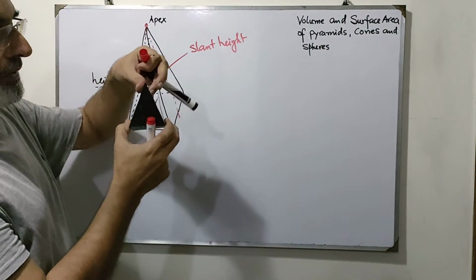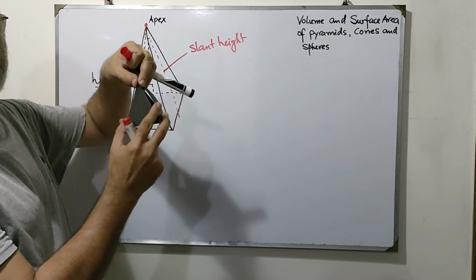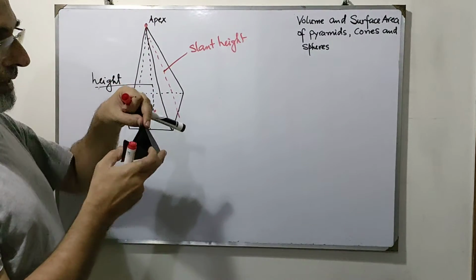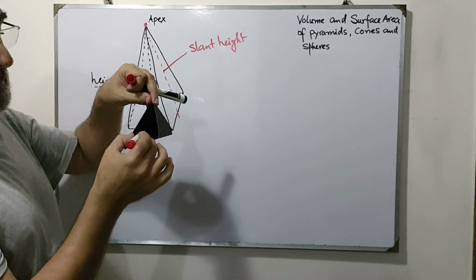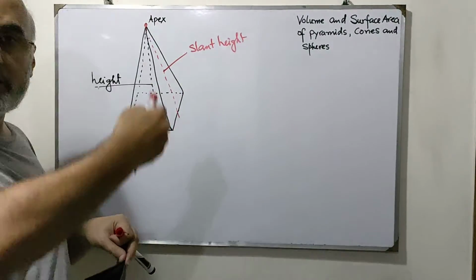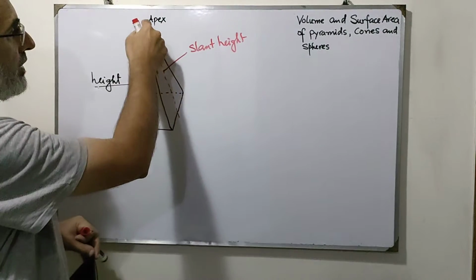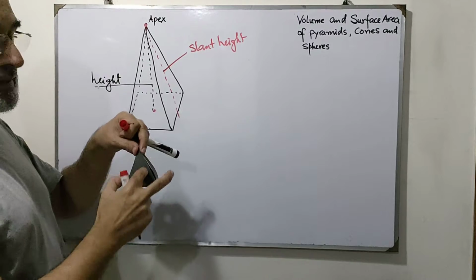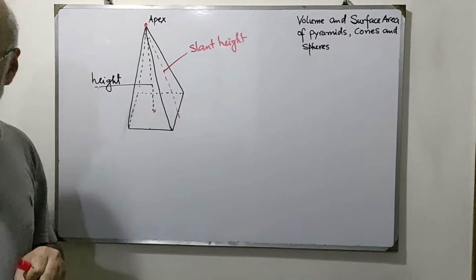This tip of the pyramid is known as apex. The pyramid has a height from my apex to the base, which is this line within, the internal height, and then from the tip to the base, which is slanted, this is known as a slant height.